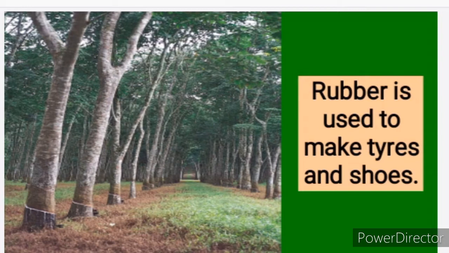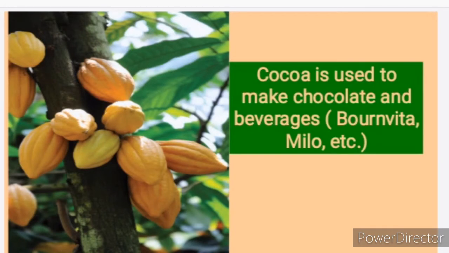Now let's look at the other types of plants, which are cash crops. This is the rubber plant or the rubber crop, and it is used to make tires and shoes. Now, this is another cash crop. It's the cocoa. It is used to make chocolate and beverages like our Bonvita and our Milo. So that's what we get from cocoa.